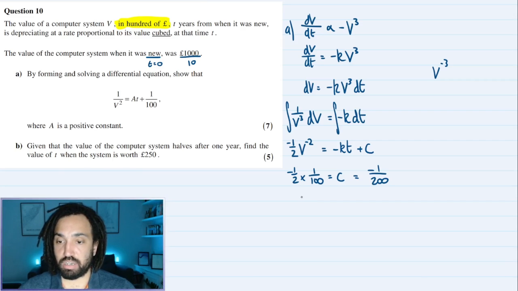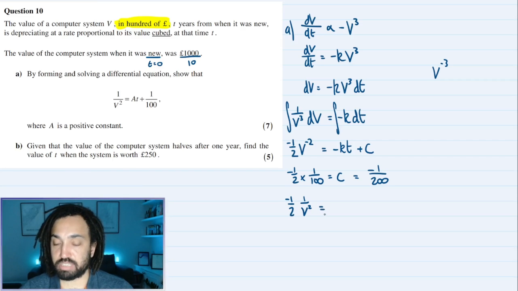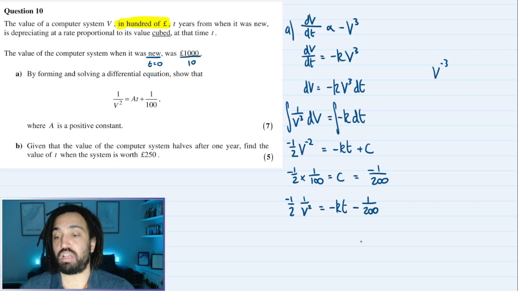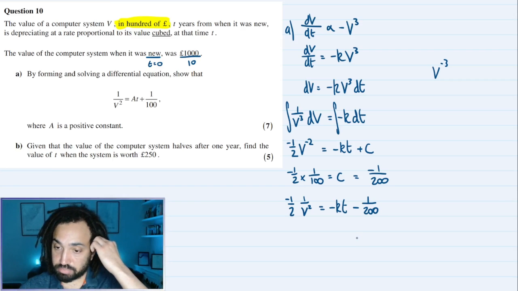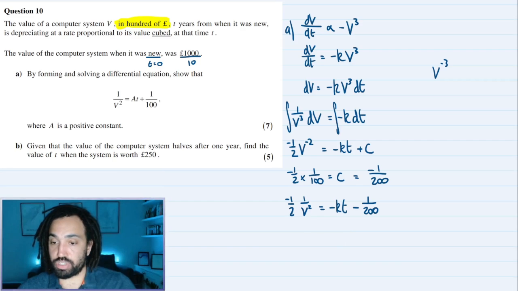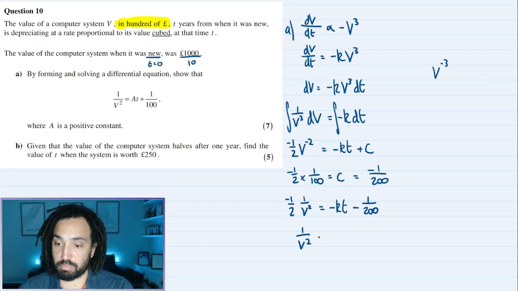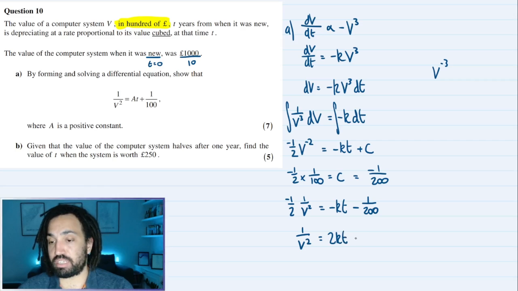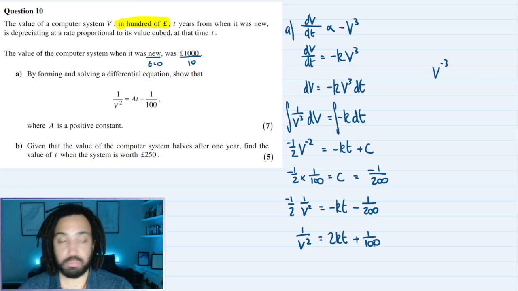Okay, great. So we can now rewrite this. Well, I can see here this is 1 over V squared, so rather than writing it as a negative power, I can write it as this. We still need to times it by negative 1/2 though, which we can sort out later. And that is equal to minus kt minus c, which is 1 over 200, or negative 1 over 200. Okay, let's times through by minus 2 now, which will leave this, and it will give me 2kt, and it will give me plus 1 over 100.